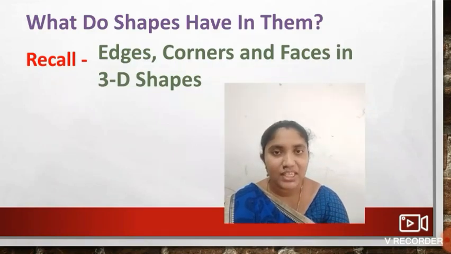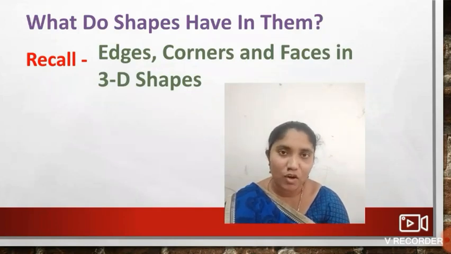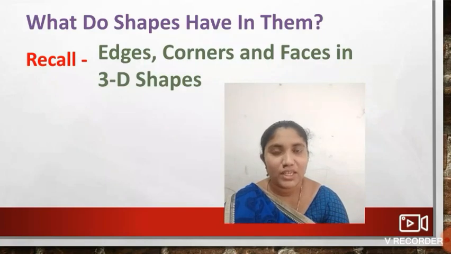The next shape is cylinder. A cylinder has 3 faces. It has 2 edges and 0 corners. The next shape is cone. A cone has 2 faces. It has 1 edge and 0 corners. The tip of the cone is not a corner since it is not the meeting point of the edges. It is called the apex of the cone. And the last shape is sphere. A sphere has 0 edges and 0 corners.